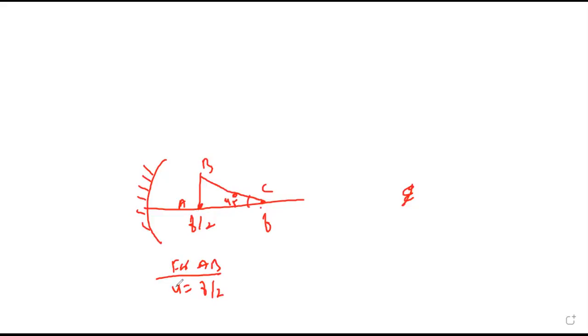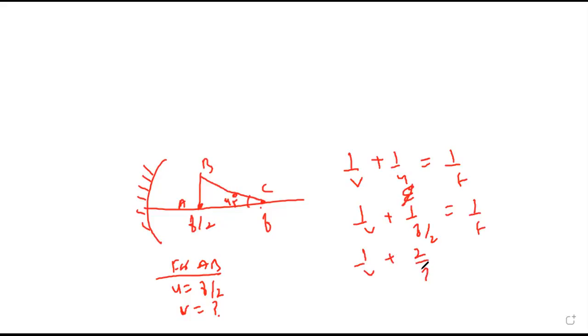Correct? No? Yes. V, I don't know. So 1 upon V plus 1 upon U equals 1 upon F. That is 1 upon V plus 1 upon F by 2 equals 1 upon F. So 1 upon V plus 2 by F will be equal to 1 by F.